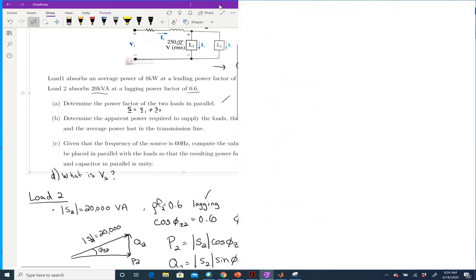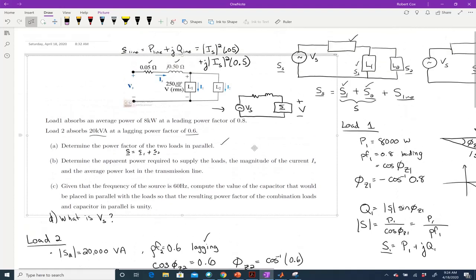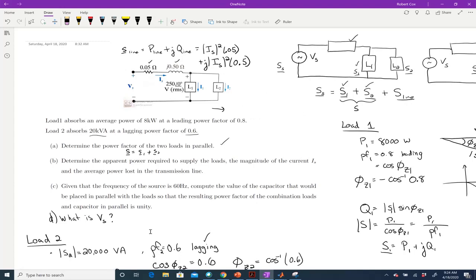now I've given this last question here, which says, given that the frequency of the source is 60 hertz, compute the value of the capacitor that would need to be placed in parallel with the loads to make the resulting power factor of the combination unity. Okay, so what I'm being told here is, I'm going to move this out of the way, right? What I'm being told here is I want to add a capacitor right here in parallel with the loads.